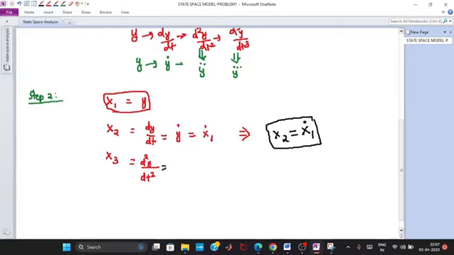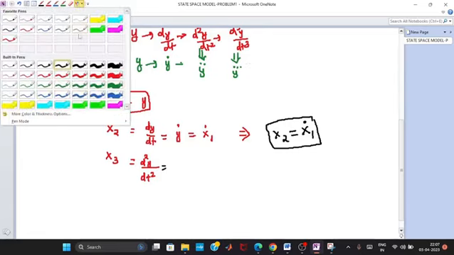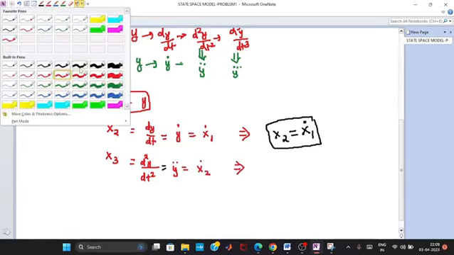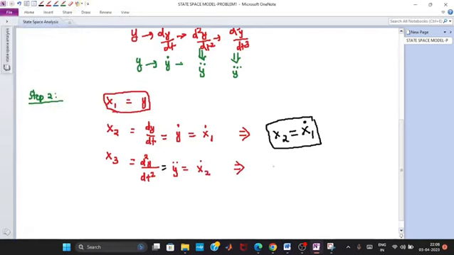Similarly x3. Now tell me, what is x3? Since x3 equal to d square y by dt square, this one you can call y double dash. Yes, obviously y double dash. Or otherwise, since this is the first derivative of x2, I can call it x2 dash. Very good, right? So what conclusion are we making from here? x3 equal to x2 dash. This is the conclusion we are making, and these are all the state variable assumptions.